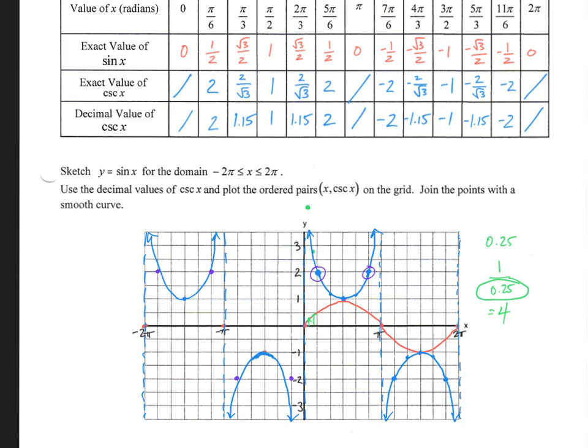So, the point I want to make is that when we have to go through and create our cosecant graph, we're going to want to be able to create, at the very least, this interval from 0 to 2 pi in about 20 seconds.